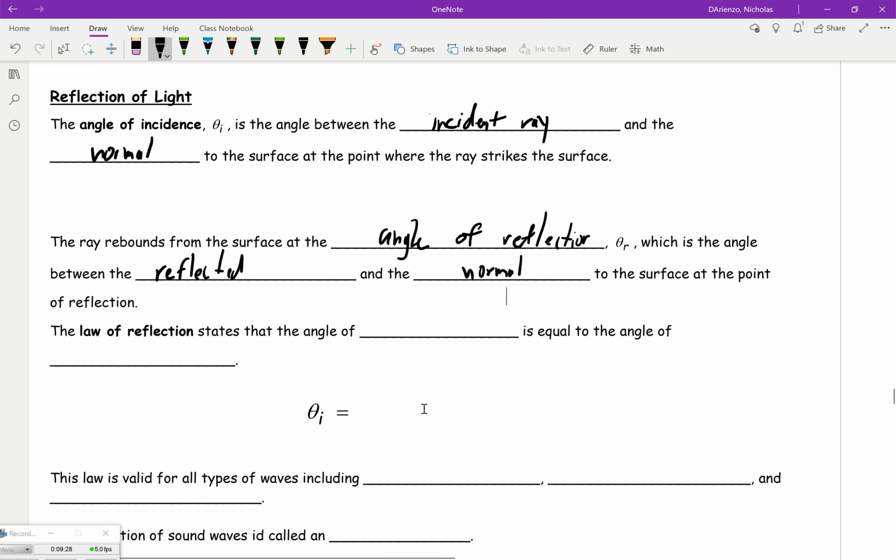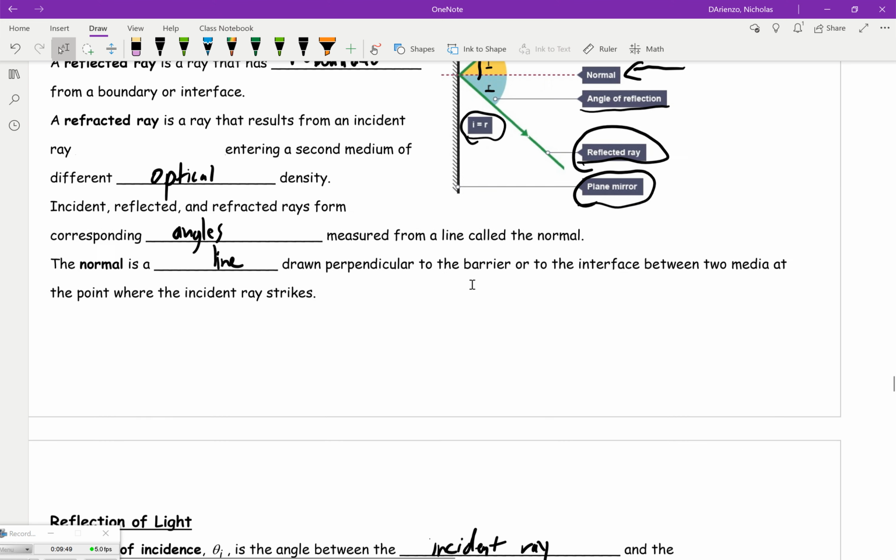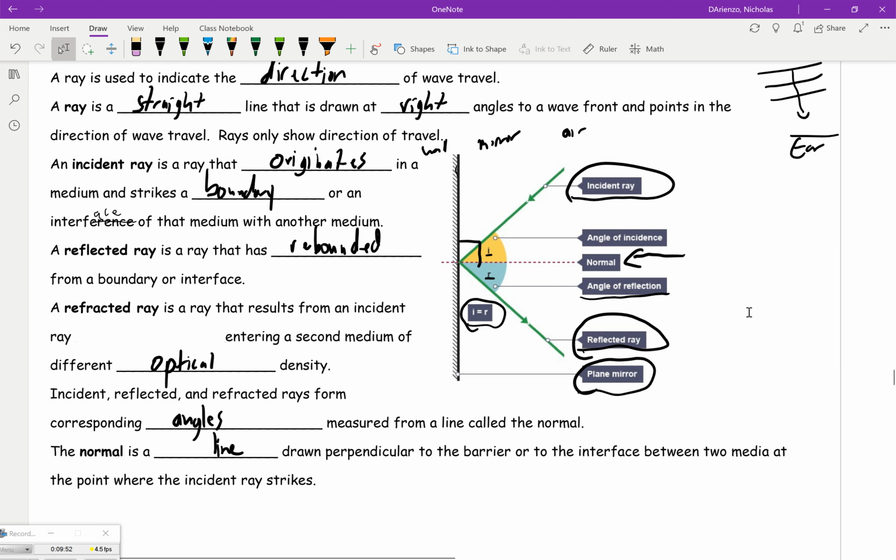And we tie these two together with the law of reflection, which states that the angle of incidence is equal to the angle of reflection. And that's what we see here in the diagram. The angle to the normal that this incident ray is coming in is equal to the angle to the normal that the reflected ray has when it rebounds.